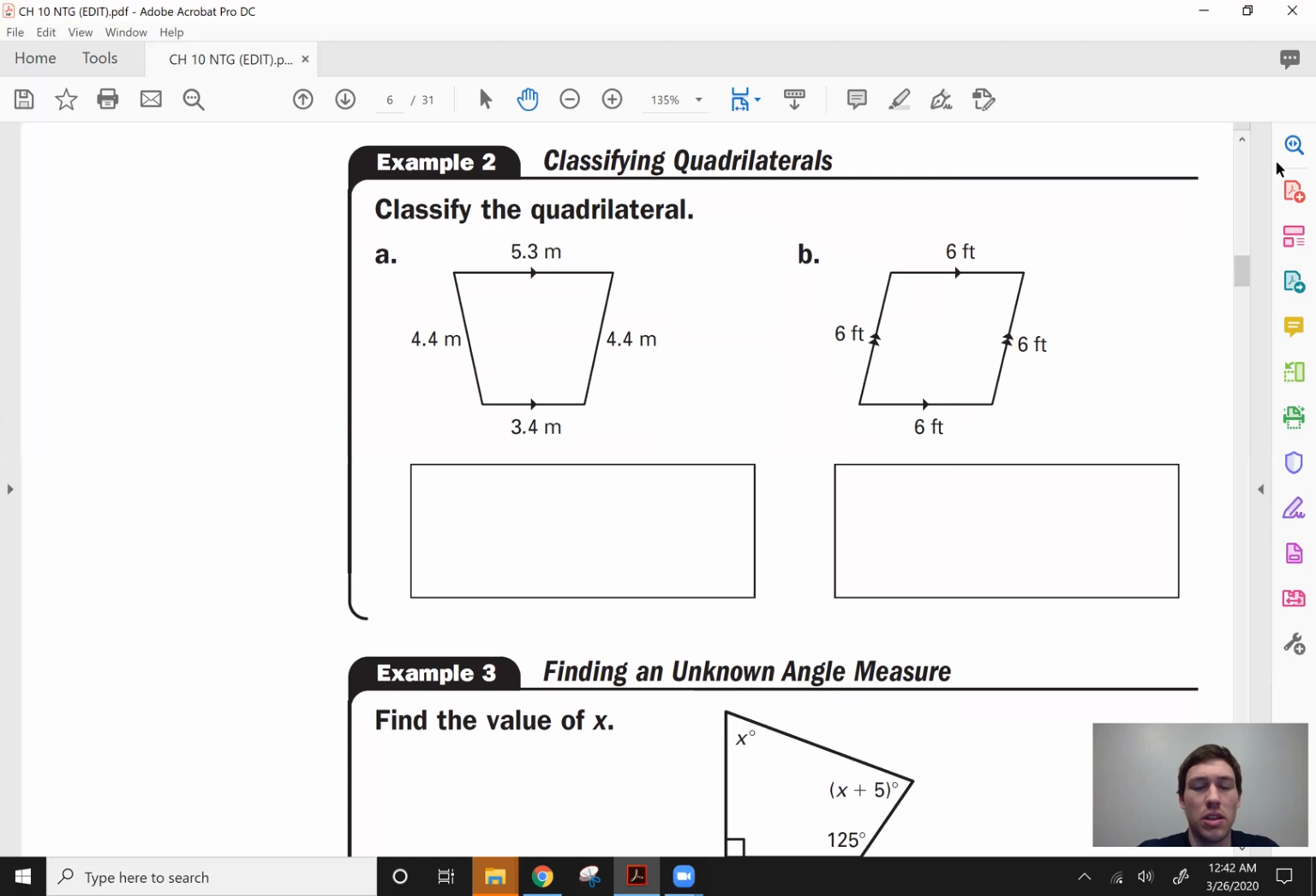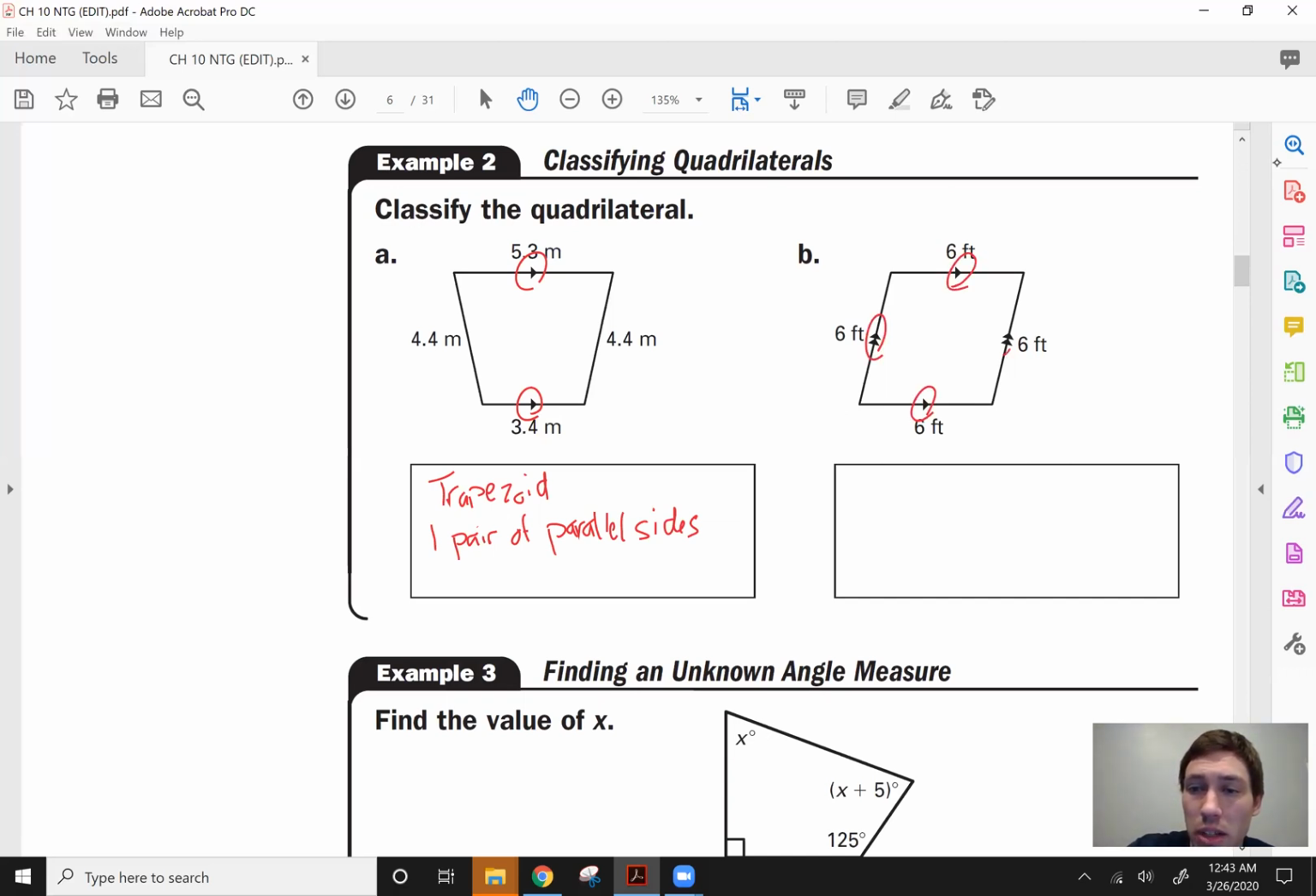So on this one, notice this is parallel to this. So this is what, and these sides are not parallel. So we're going to just call this a trapezoid, because it has one pair of parallel sides. Now if it had two, it'd be a parallelogram, or it could be some more specific one like this.